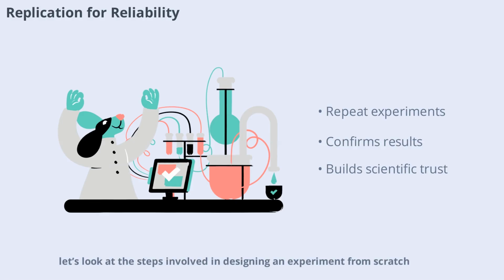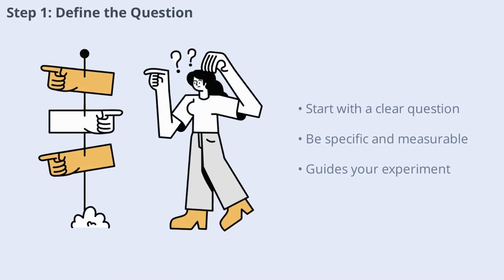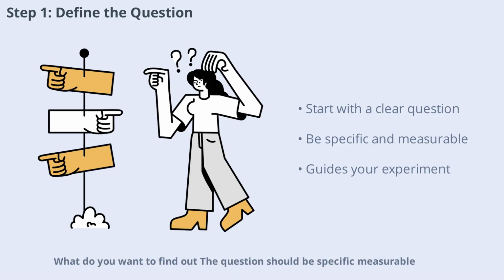Now let's look at the steps involved in designing an experiment from scratch. Every experiment starts with a clear research question. What do you want to find out? The question should be specific, measurable, and focused. For example, instead of asking, "Do plants grow better with more sunlight?" you might ask, "How does increasing sunlight exposure by 2 hours per day affect the height of tomato plants over 4 weeks?" A well-defined question guides the rest of your experimental design and helps you stay on track.